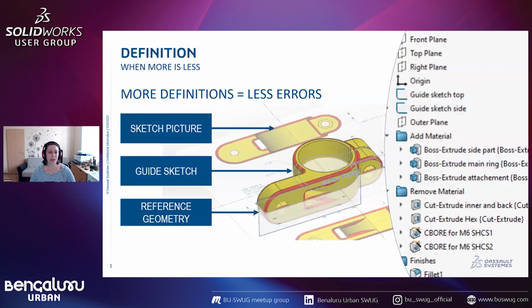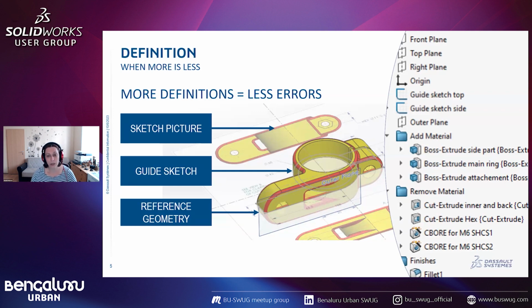Now, the first step is about definition, or when more is less. In the past years, a lot of, I would say, fake gurus have been promoting a more simplified feature tree, to have less and less there. From one side, that's good, but only if you're removing unnecessary operations. From the other side, if you make it too simple, you're actually making your model worse.